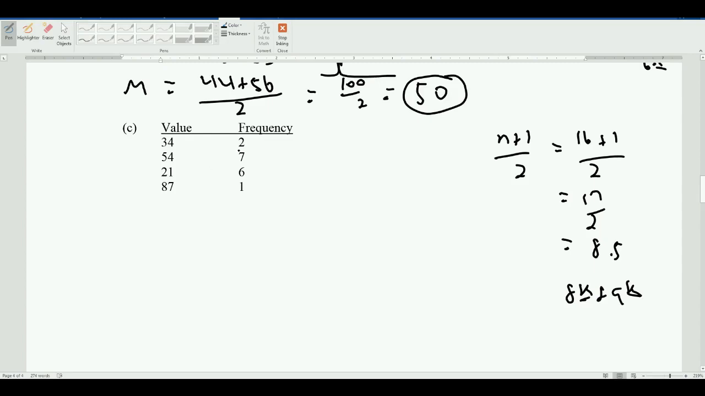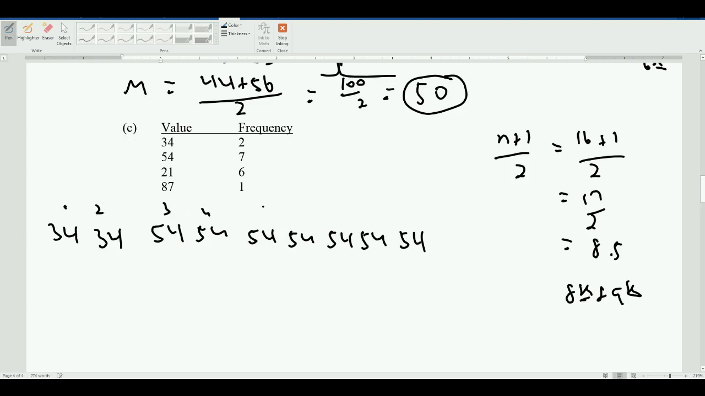If I actually were to list them all, the first two numbers will be 34 and 34. And the next ones will be 54, 54. Because there's 7 of these: 1, 2, 3, 4, 5, 6, 7. Now stop right there. It's between the 8th and 9th values, so 1, 2, 3, 4, 5, 6, 7, 8, 9. So the median is actually in there, between those two. But before I could add them all up, notice I did something wrong here.